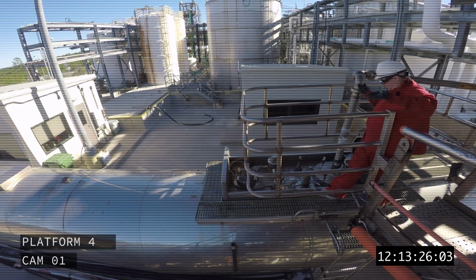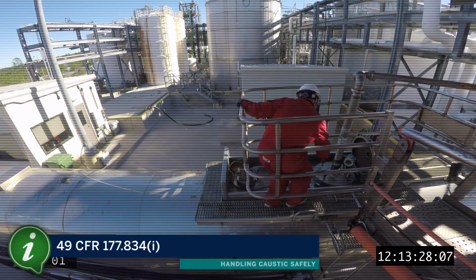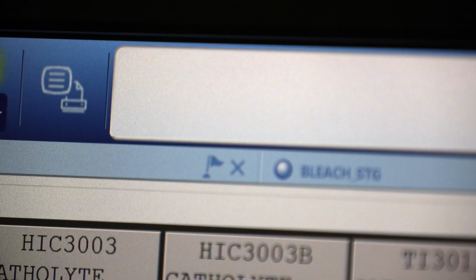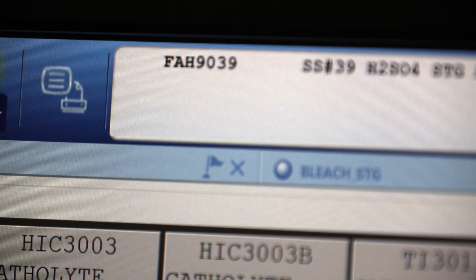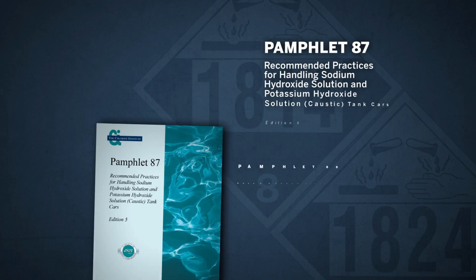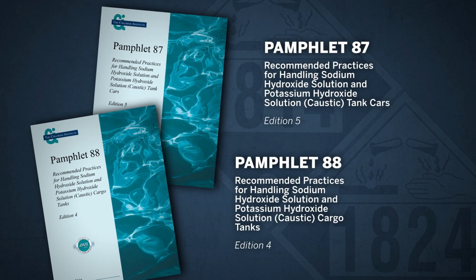For tank trucks, continuous monitoring can include a person attending at the unloading station, the use of surveillance systems with remote controls, or hoses equipped with auto-closing valves. Any signaling system should provide immediate notification of any system malfunction or other emergency to allow immediate corrective actions to be taken as necessary. Pamphlets 87 and 88 have detailed discussions on monitoring practices.